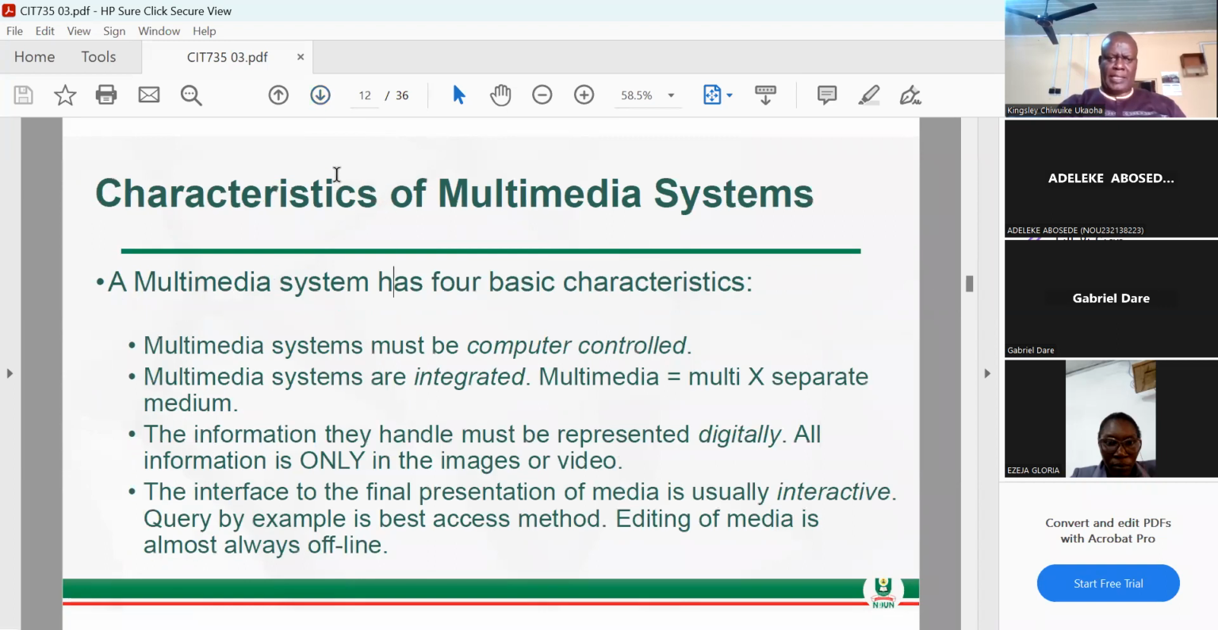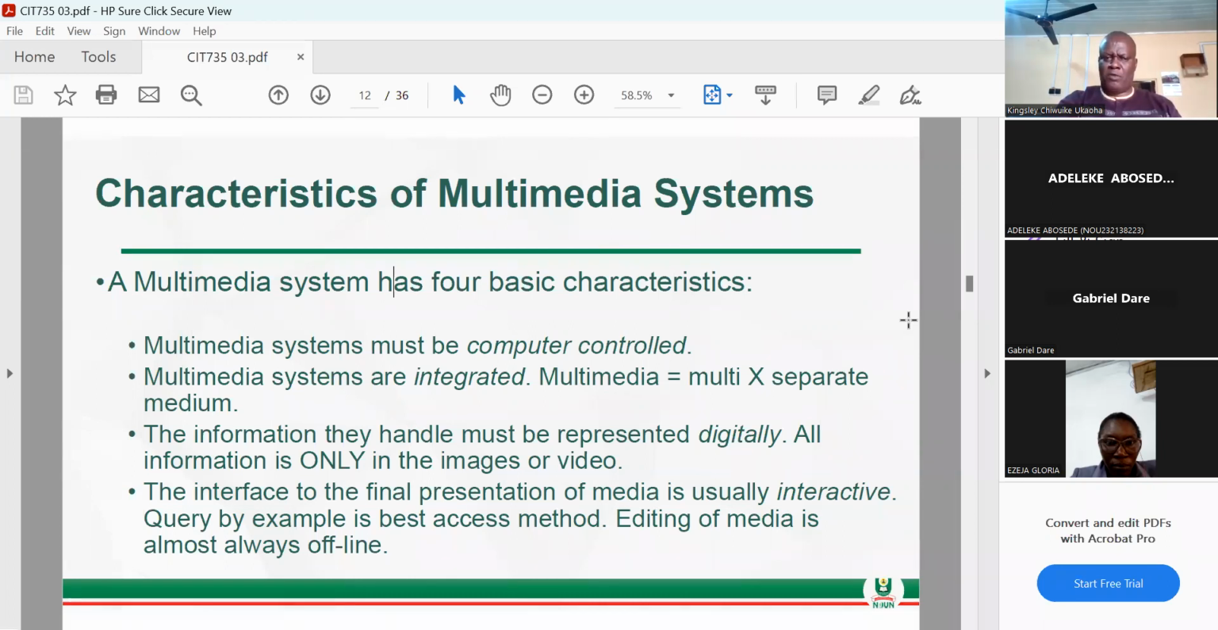Characteristics of multimedia system. A multimedia system has 4 basic characteristics. What you essentially mean by characteristics are attributes, features, qualities that you can use in identifying those multimedia systems. First quality or characteristic or feature is that multimedia system will be computer controlled. Computer control doesn't mean you must connect them to a computer. Aspect of computing must exist that will be able to manipulate them so that they can work better.